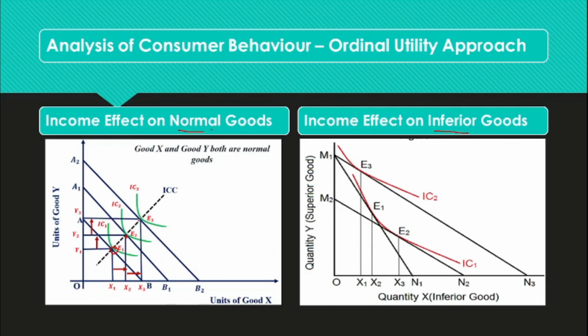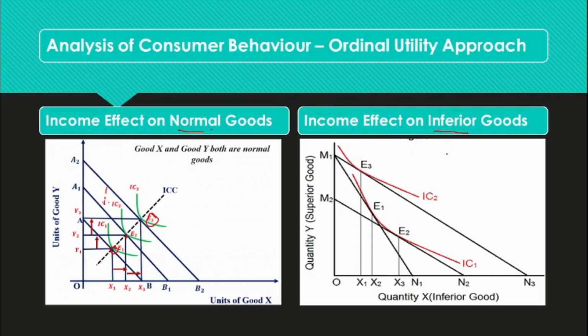So what will happen if there is a decrease in the income? Simply there will be the reverse action. Let us say if the income budget line was A2B2, that is the highest one, at that point we have E3 as the equilibrium at IC3, indifference curve 3, and there was a shift in the income and it decreased, in such a way that we have a new budget line which is downwards, A1B1. So in this case we reach the lower indifference curve. So simply, income effect on the normal good was positive.